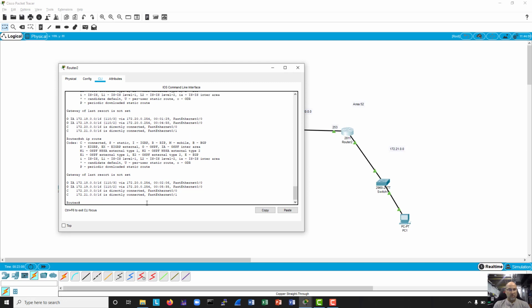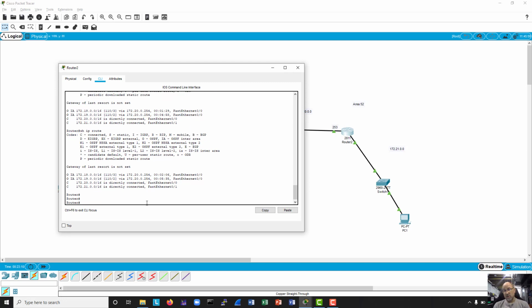We'll give it a quick check before we finish. And as you saw, I had a couple of oopses in my configuration. But that's pretty much it. That's what you're trying to do as you configure OSPF.